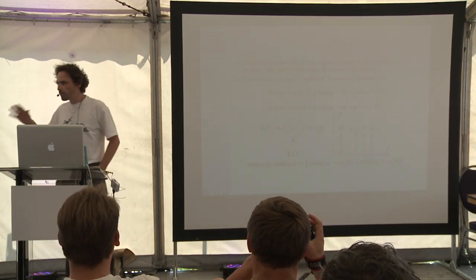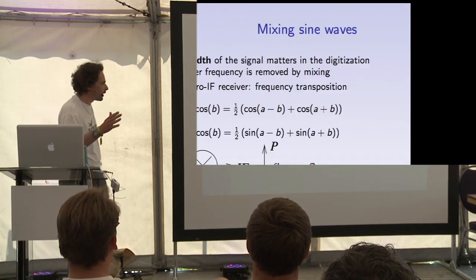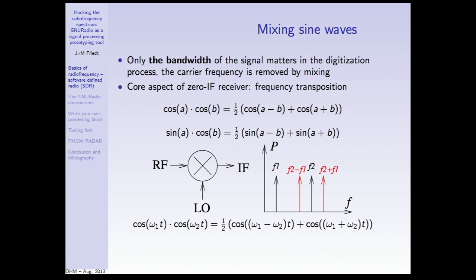Just to make sure that everyone is on the same basis, I'm sorry for people who are doing signal processing, I'm sorry for radio amateurs, this is already obvious for you. But just to make sure that everyone is clear about things, the crucial part of this mixing part about frequency transposition is the mixer. So let me just remind you of a core aspect of radio frequency signal processing, which is this mixing component here, which takes a radio frequency input and a local oscillator input, so these are two sine waves, and we're going to generate an intermediate frequency.